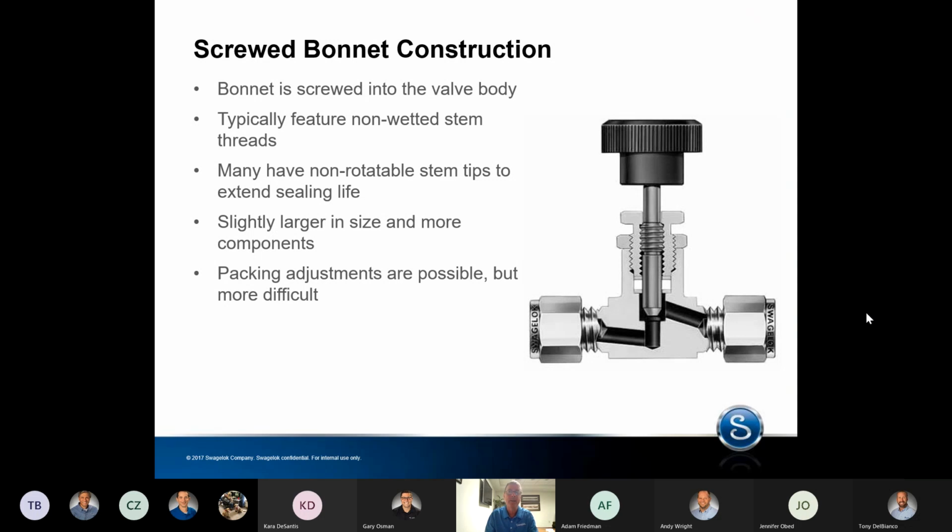In screwed body construction, the bonnet is screwed into the valve body. This style typically has non-wetted stem threads, as the packing, as shown here, is located below the threads. This is the packing. They may have non-rotating stems, which will extend seal life. They're slightly larger in size than integral bonnet valves because they have more components. The packing adjustments are possible, but a little more difficult than with the integral bonnet valve.